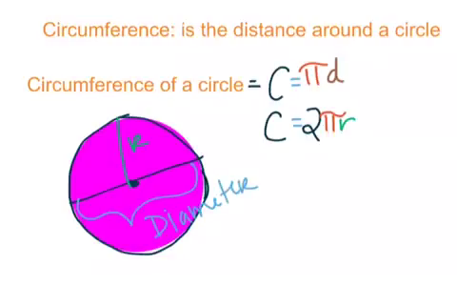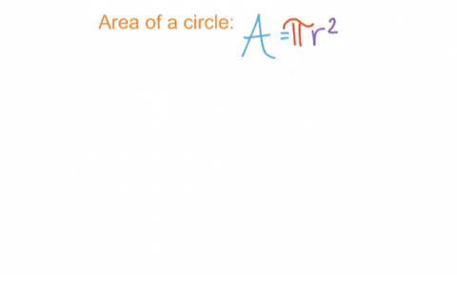Okay, to get the circumference mathematically, you can use one of two methods. Pi times the diameter, or 2 times pi times the radius, obviously because the diameter is twice the size of the radius. Okay? All right, there's number one. Now let's go on to area of a circle.